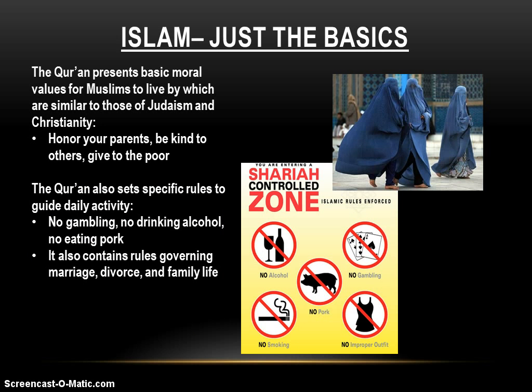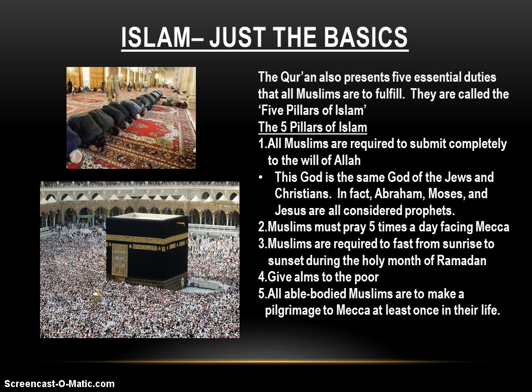Now, the Quran, the holy book of the Islamic faith, presents basic moral values by which Muslims are expected to live, and some of those are very similar to Judaism and Christianity. Things like honor your parents, be kind to others, give to the poor. The Quran also sets some specific rules to guide daily activities, like no gambling, no drinking, no eating pork. It also lays down rules governing marriage and divorce and family life, and these are some things that we'll talk about a little bit more in class. Finally, the Quran presents 5 essential duties that all Muslims are to fulfill.